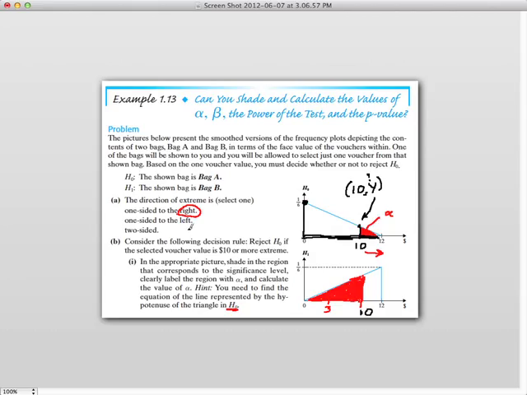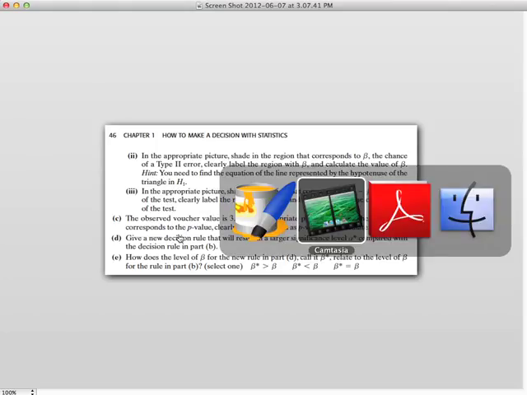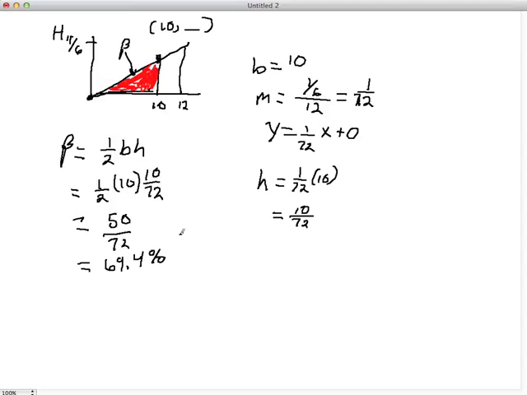Okay, so now we got a couple more questions they want from us. Let me get to the questions here. Here we go. We just did that one. That was the beta. Okay, in the appropriate distribution, they also want us to shade the region that corresponds to 1 minus beta, the power of the test. Clearly label this region as a power and calculate the power of the test. Okay, so let's go back.